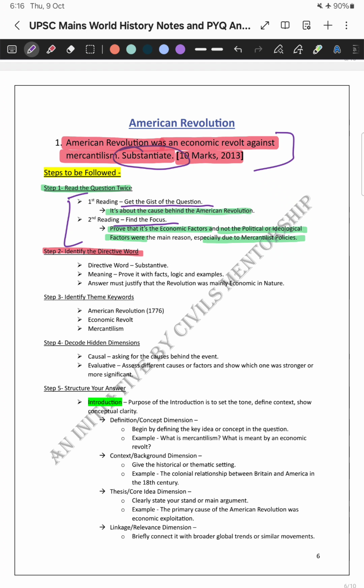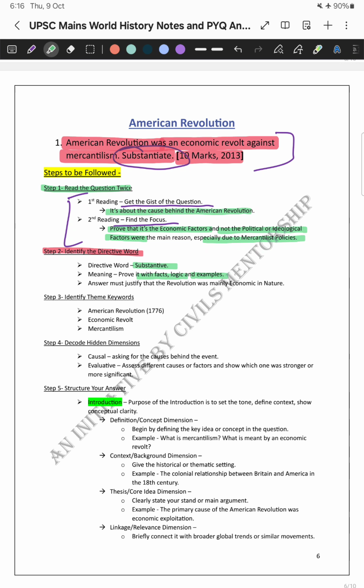So, in this particular question, what is the directive word? Now, the directive word is substantiate. And what does the word substantiate mean? Now, substantiate means you need to prove something with facts, logic, and examples. So, in this particular question, what do you need to prove? You need to prove that the cause behind the American Revolution is the economic revolt and not the political or ideological factors. So, I hope you understood this step 2.